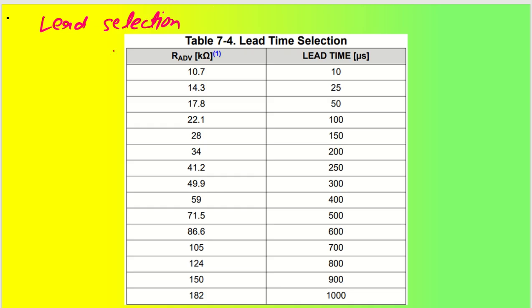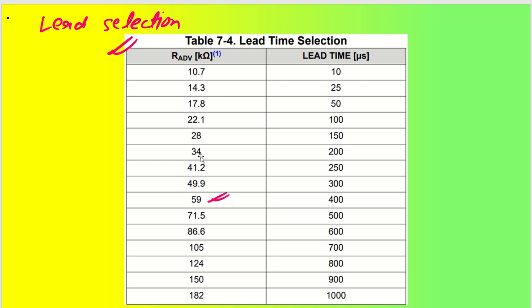So coming back to lead selection, as I was telling you, the lead selection resistor will be RADV. RADV sets the lead time, and it can give you 10 microseconds to 1000 microseconds, that is 1 millisecond. With this you will be able to set your lead selection. I have generally used 400 microseconds always, because it is optimal for my designs. So you can use 59 kilo ohm.